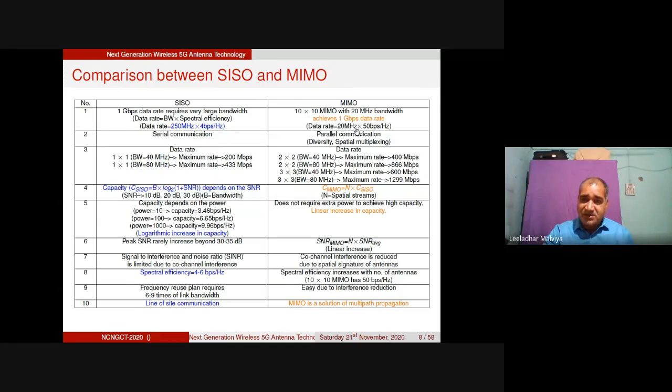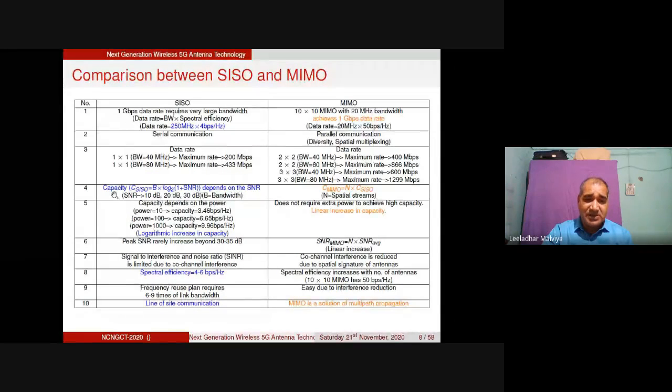So 20 megahertz of the investment in the MIMO can show us the 1 Gbps of the data rate, right? If you look at another scenario of the patch antenna, single patch antennas or the SISO, serial communication can be done in the SISO, and MIMO requires a parallel communication. So diversity and spatial multiplexing, these two techniques are used in the MIMO antenna. Similarly, if you look at the data rates, data rates are limited in the SISO, and the MIMO has variable data rates as per the number of transmitting and receiving antennas.